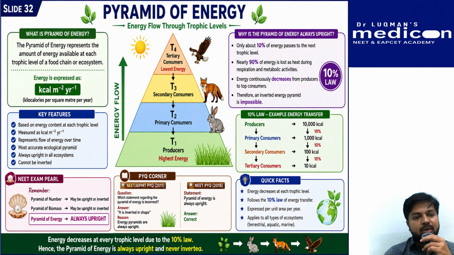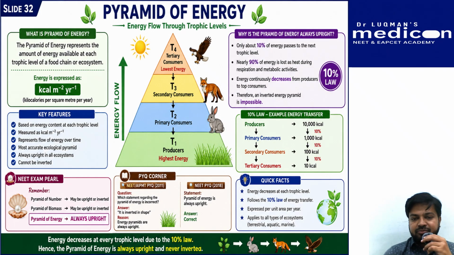The NEET example: pyramid of number may be upright or inverted. Pyramid of biomass may be upright or inverted depending upon the ecosystem, but the pyramid of energy is always upright. The previous year questions you can see here.